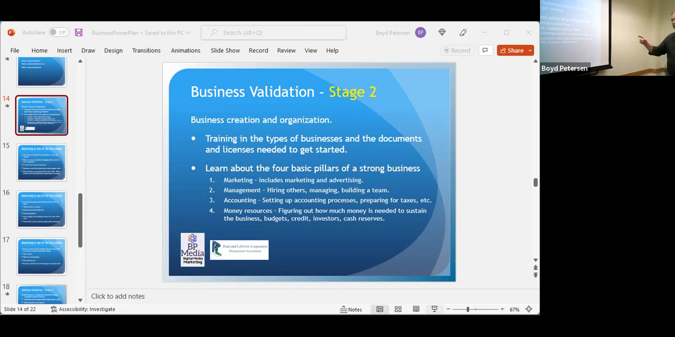Then we're going to move on to management, and then to accounting and money resources. These are the 4 things that if you don't have one of them, it falls down. Yes, you can have a 3-legged stool, but if it's 3 legs on 4 corners, it still could topple you over.